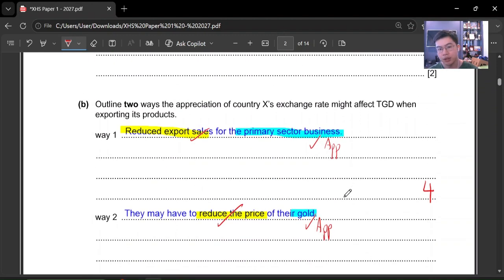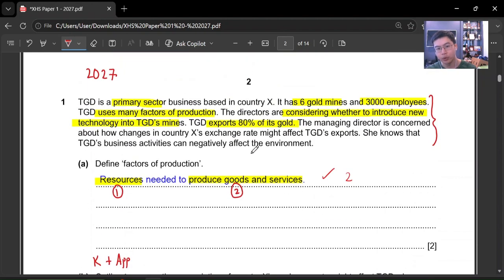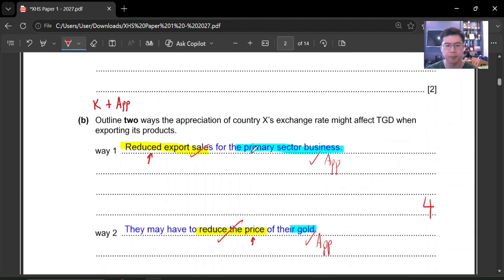For question B, it will be an outline question. So this will be knowledge and application marks. Okay, so here you can see I have 2 knowledge points here. And for the blue highlight, this will be my application. So that's why it's important to actually highlight so that you can easily refer back so that you don't have to reread the whole passage. That's going to waste a lot of time.